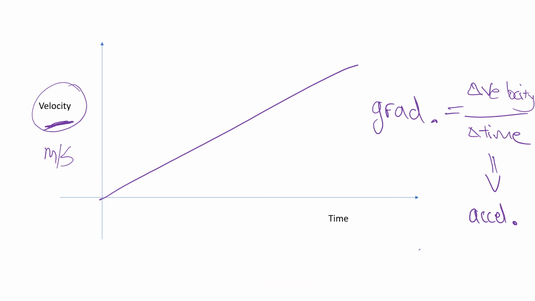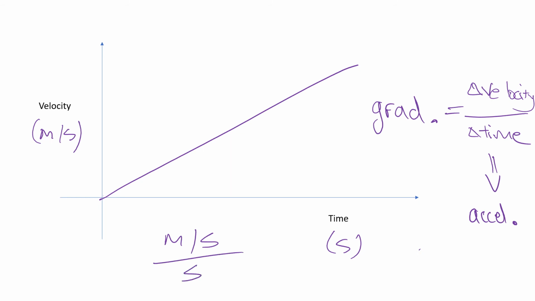And in a test, if a question says, what information does the gradient give in a velocity time graph? Well, then you'll go back to Mr. Hames's example and work out the units. Velocity is meters per second. Time is seconds. If I divide meters per second by seconds, then I get acceleration. So you can actually work out the answer without even memorizing it.